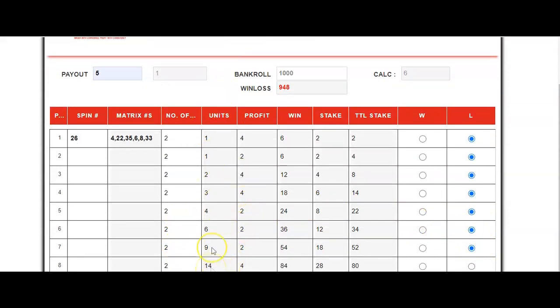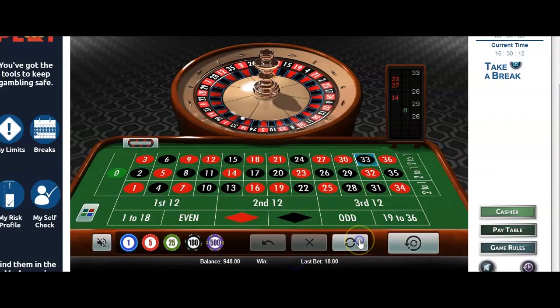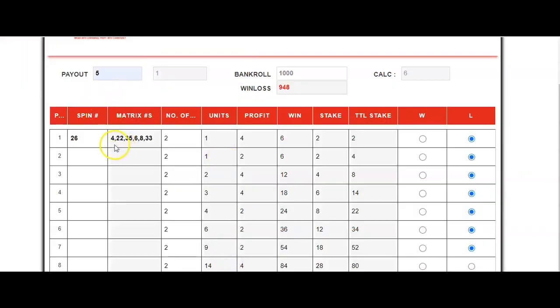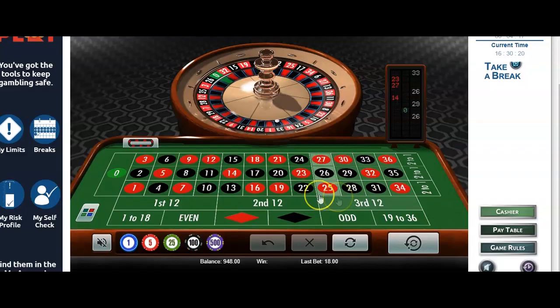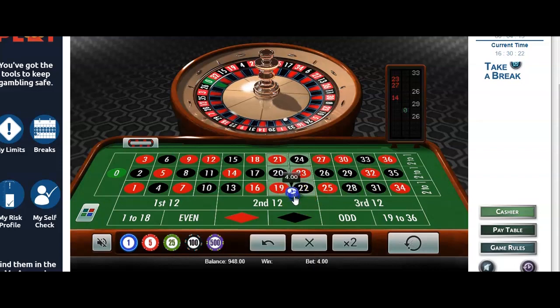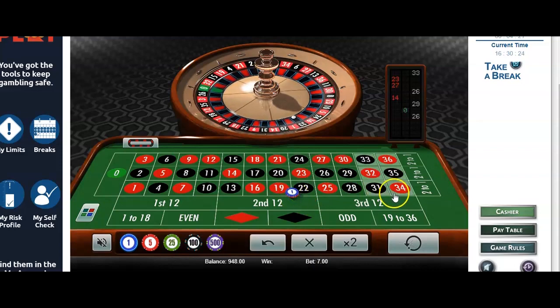So it's asking for 14 units each. Your last bet was, okay, was your 22 and 4. So now it's going to be 22 and 35 at 14 units. Okay. And 35.